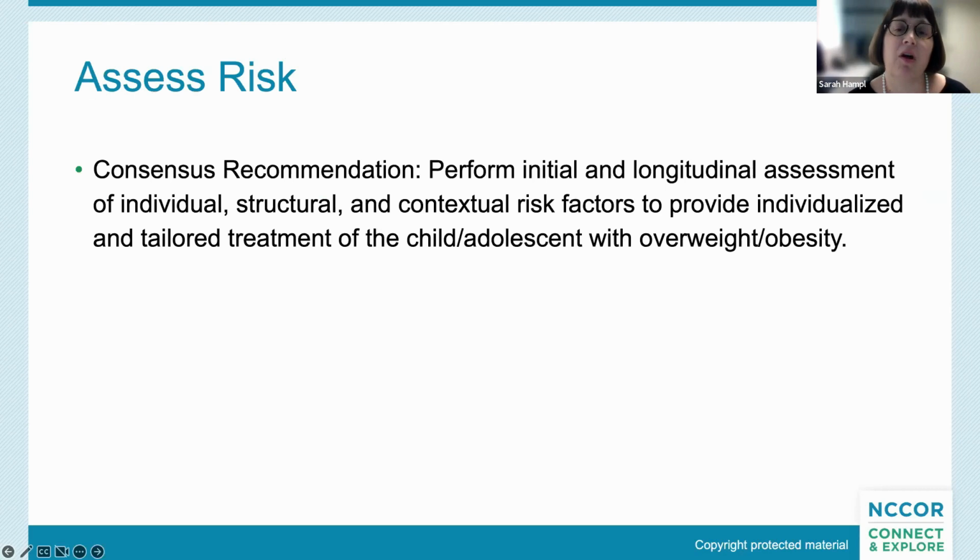I might just mention also that the CPG also has a discussion of the benefits and the limitations of BMI, and mainly stresses that BMI is a signal for further evaluation. So assessing risk, the recommendation made had to do with not just initial comprehensive evaluation of the child, the individual, structural, and contextual risk factors, but also ongoing assessment, because we know that children's risks may change as they age. Next slide.